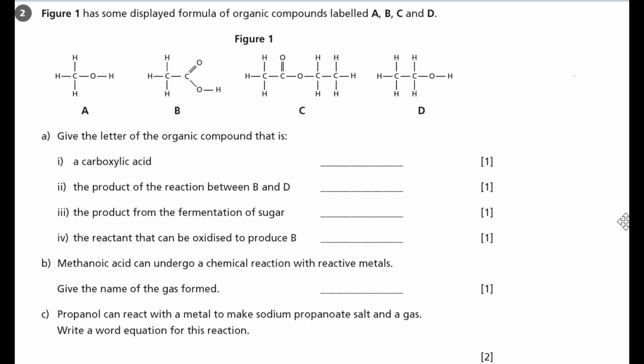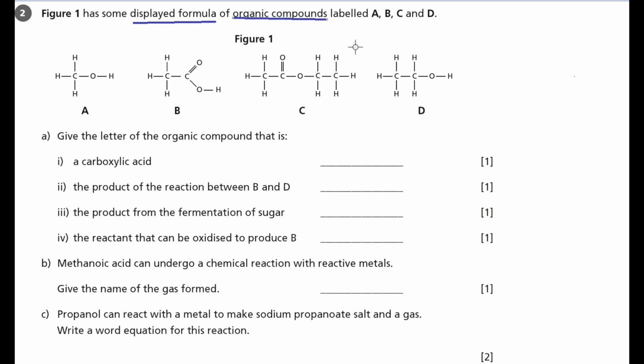Let's read the question together. Figure 1 has some displayed formula of organic compounds labelled A, B, C and D. So what is the key information we've been given in this rubric, this introduction? We've been told we've got displayed formula. Now what does that mean? That means we can see every atom and every bond within the particular formula. And we've been given some displayed formula of organic compounds.